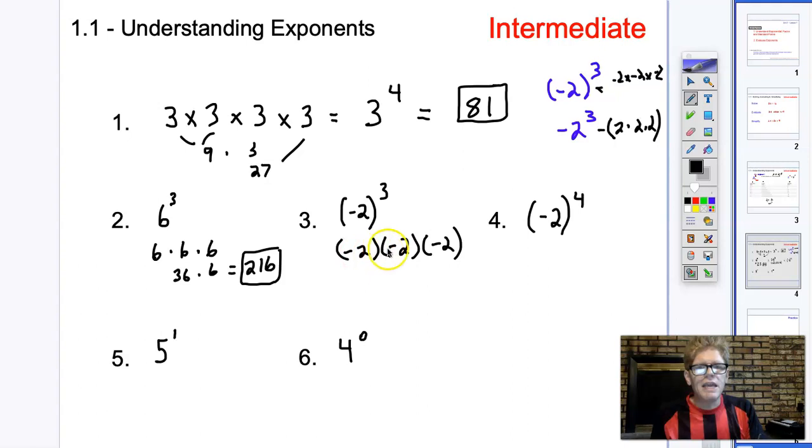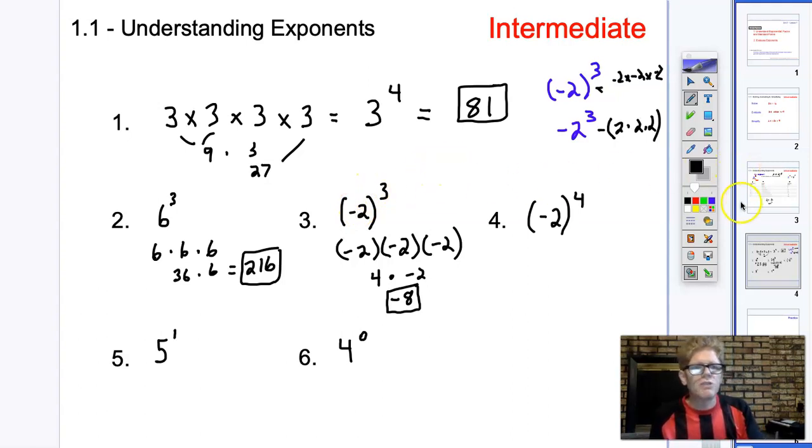When we multiply a negative times a negative, you'll remember from your integer rules that that gives us a positive. So negative 2 times negative 2 is going to give us a positive 4. Then we're going to multiply that by a negative 2. Well, that's going to give us a positive times a negative, which will give us a negative 8. So it's important to notice what your sign is going to be.